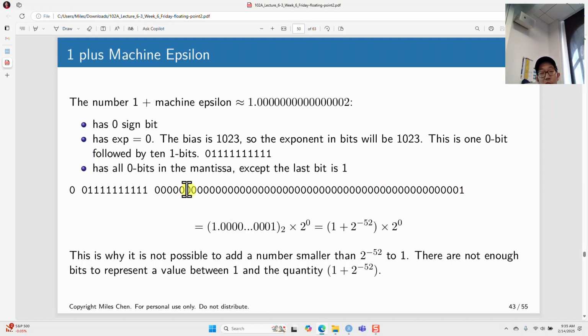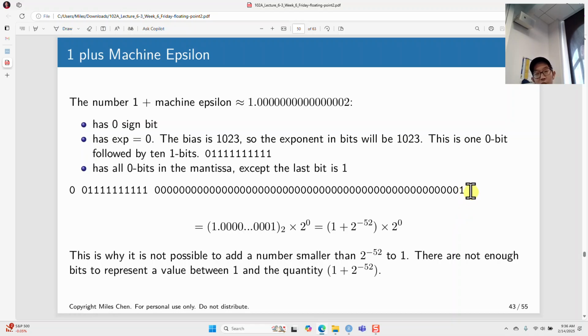And what is this? I've got 52 bits here, so this is going to be 1 plus 2 to the negative 52. My exponent is 2 to the 0, so it's 1. So this is the next smallest number I can represent, 1 plus 2 to the negative 52.